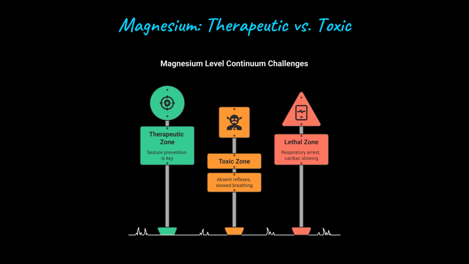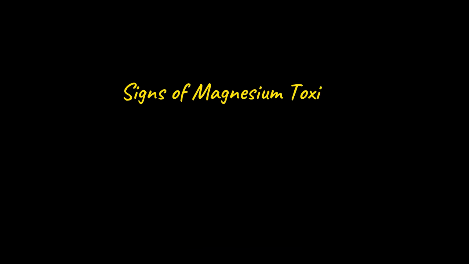Magnesium sits on a narrow continuum. At the therapeutic level, it quiets irritable nerves just enough to block seizures. Push the level higher and that same quieting silences deep tendon reflexes, weakens muscles, slows breathing, and can depress the heart. Toxicity is progressive. The first warning is loss of deep tendon reflexes, followed by respiratory depression, and finally cardiac slowing. Recognizing this sequence early is essential because it gives time to act before breathing is threatened.